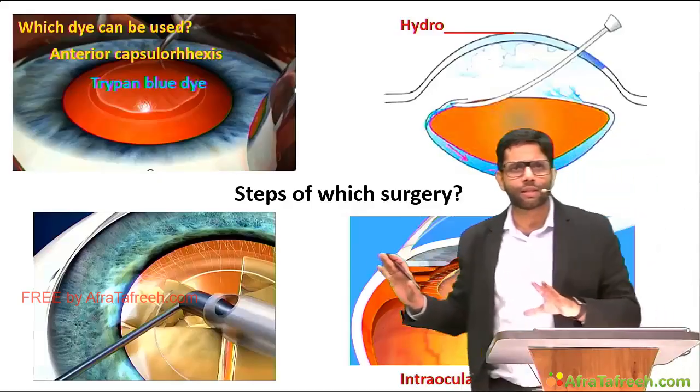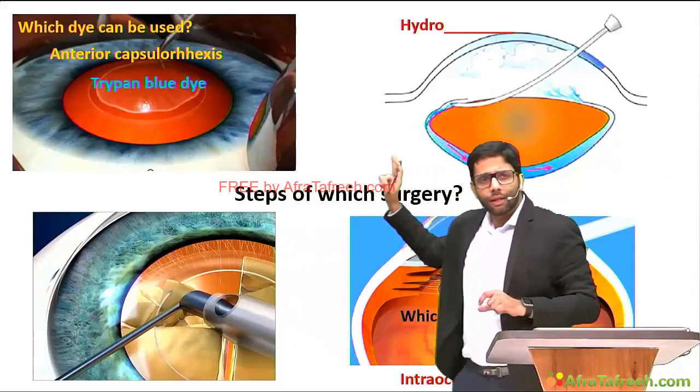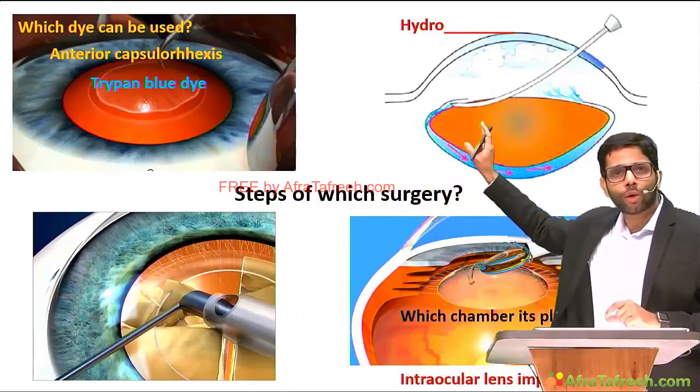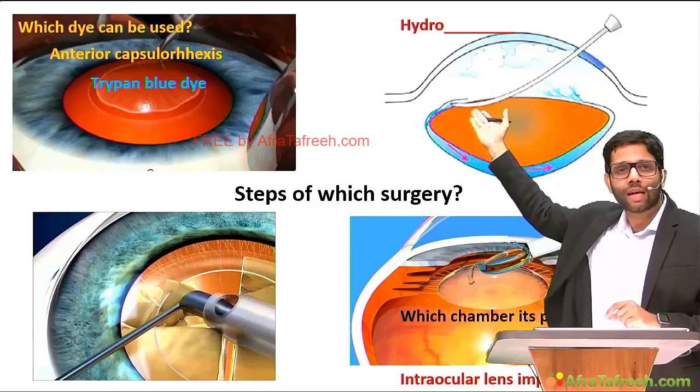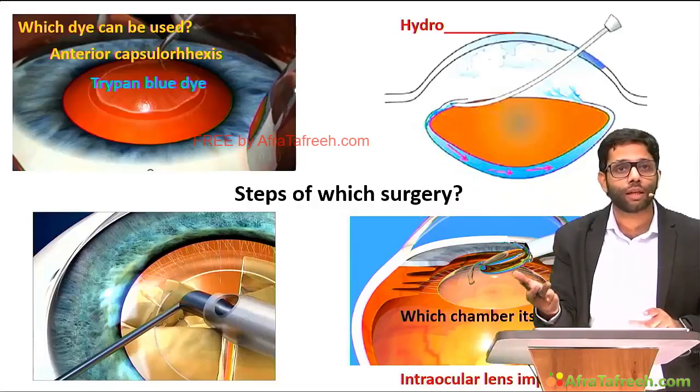Here it is not seen, it is just animation, but trypan blue dye can be used. This is making the opening in the anterior capsule. Here you are putting saline from a syringe under the capsule. This is hydrodissection or hydrodelineation.